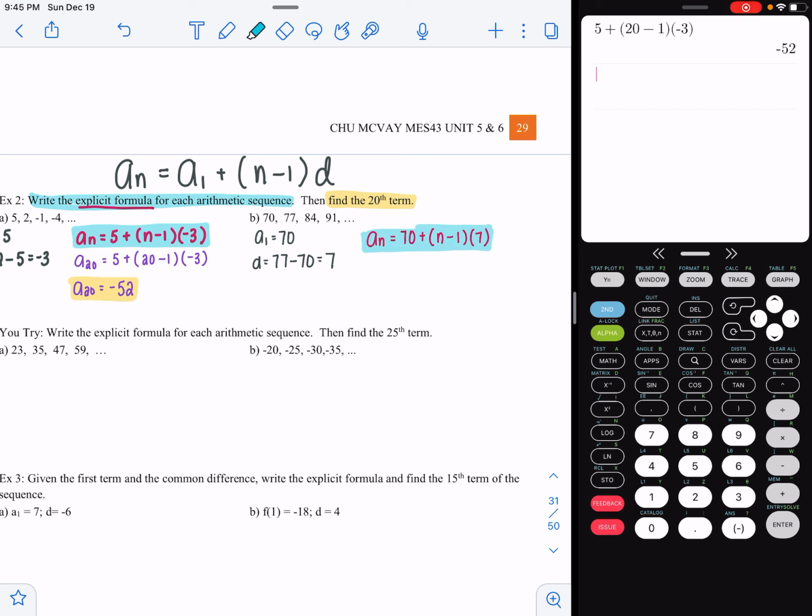Okay, let's use this and see if we can find the 20th term. So to find the 20th term, this is A20 is equal to 70 plus our n is now 20 minus 1 times 7. Our 20th term is, we're going to plug this into our calculator, 70 plus 20 minus 1 times positive 7. And I got 203.